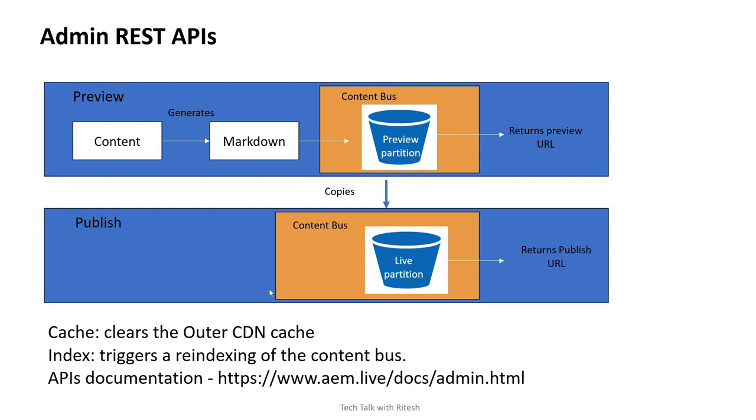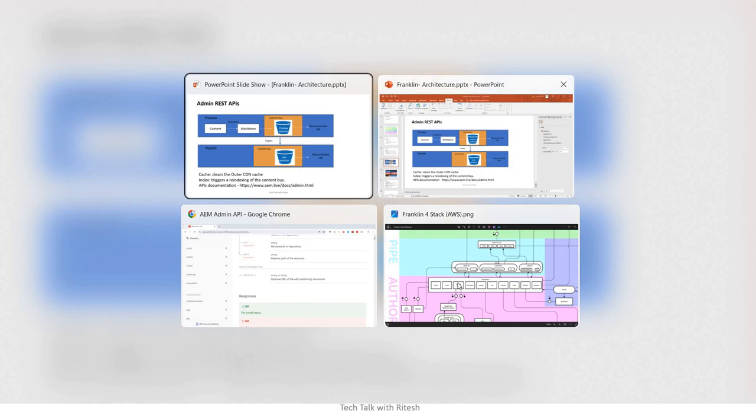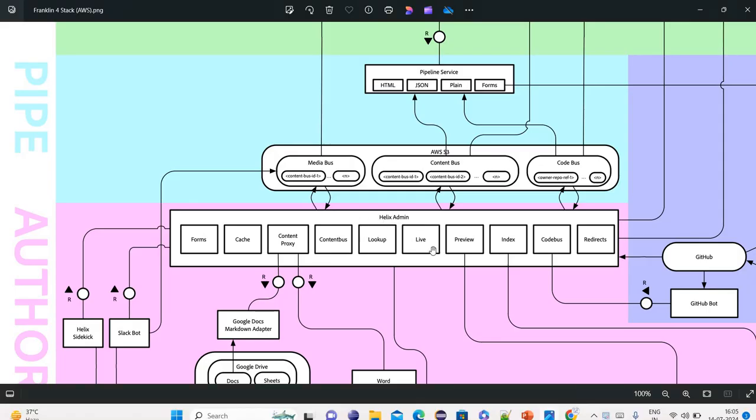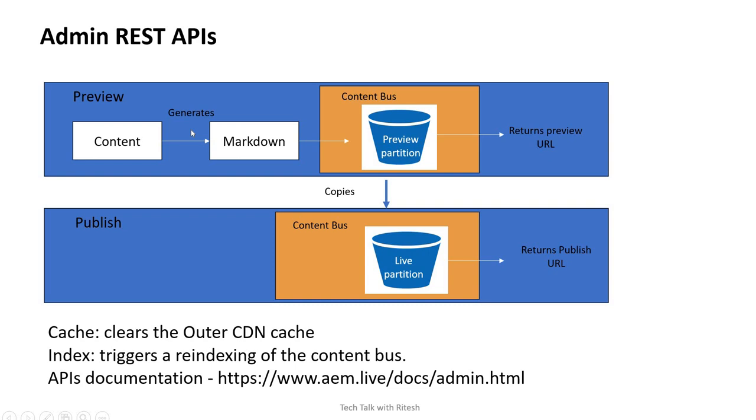Hi everyone, welcome back. So since long we are talking about these admin REST APIs, the big person in the screen, right? We have been talking about this Helix admin, which has lots of REST-based services, right? So we'll talk about a few of the services. First one is the preview service.